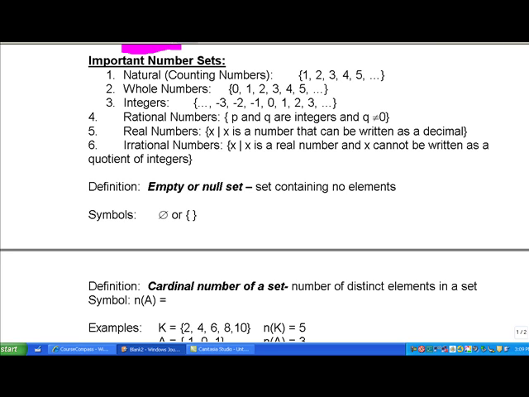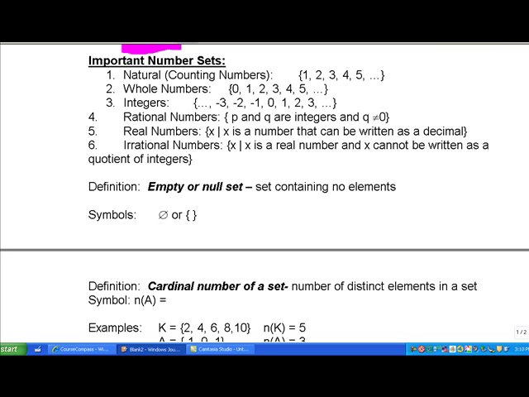That gives us the set of integers, and notice that the ellipsis here indicates it goes infinitely far in both directions. Both the natural and whole numbers only go in the positive direction, infinitely far. But integers go infinitely far in both the positive and the negative directions.